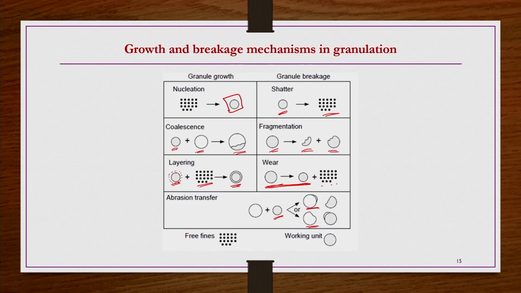Here, the fines, the dotted ones shown in this picture, are nuclei kind of, very fine small particles, and they are very difficult to handle. They are not in workable size. The workable sizes are in general bigger, like the circles shown here. They are working units. Such enlarged particles are better to handle and then transport. This is about the growth and breakage mechanisms in granulation.